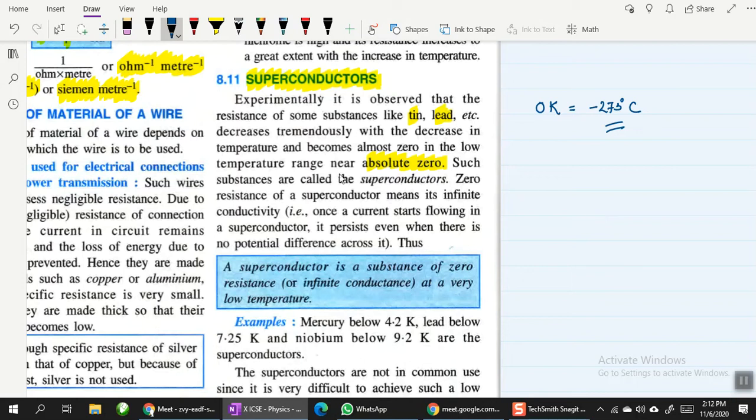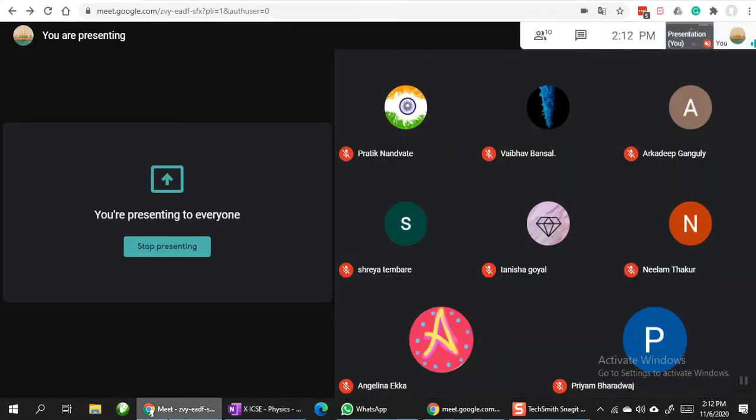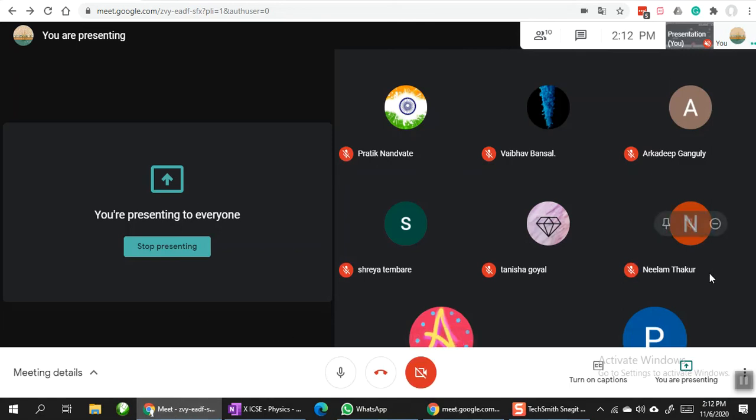In the temperature range near absolute zero, these materials, tin and lead, behave like superconductors, means their resistance becomes zero. Now all of you are aware about what is resistance, but I would still like to ask some people.